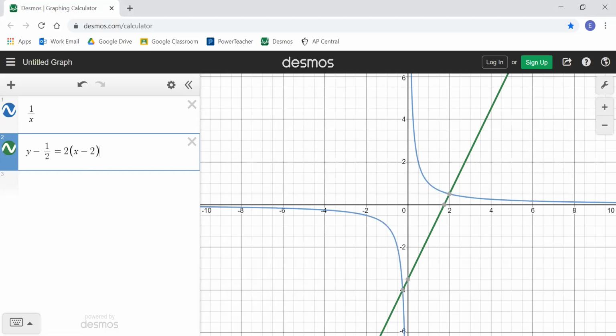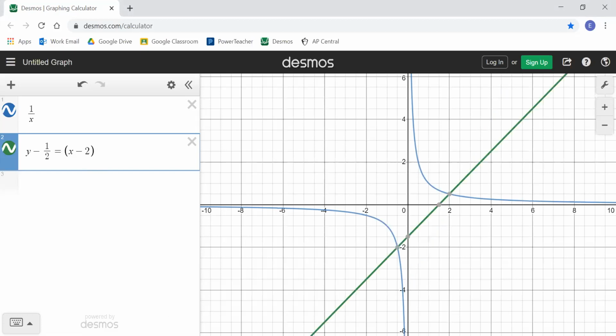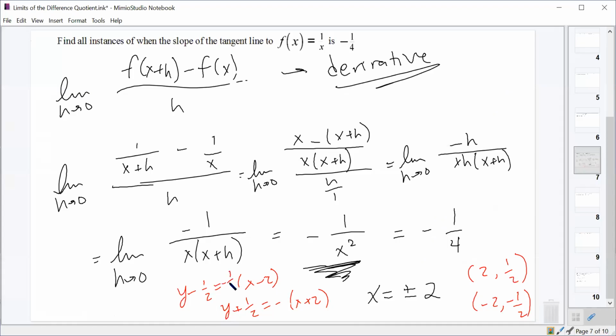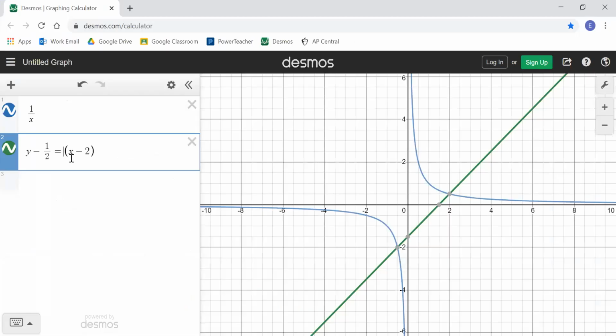Oh, that's because the slope isn't 2. Why did I write a 2 there? Our slope is not 2. What is our slope? Negative 1/4. Yeah, our slope is negative 1/4. Sorry, I don't know why I put 2's there. There should be negative 1/4. That didn't make any sense. So if we change those to negative 1/4, that ought to be better.